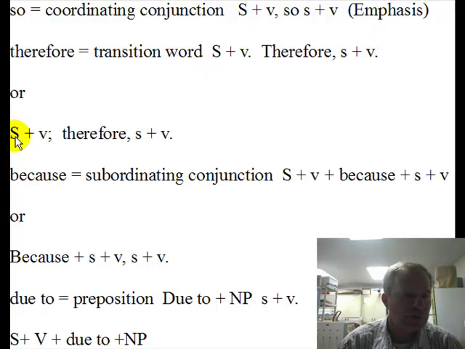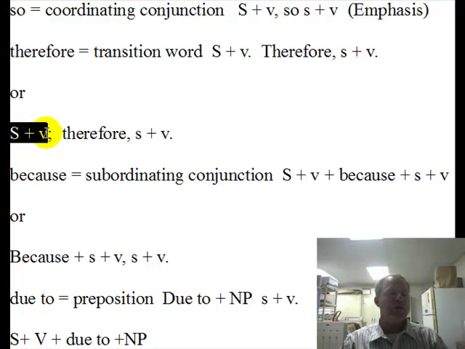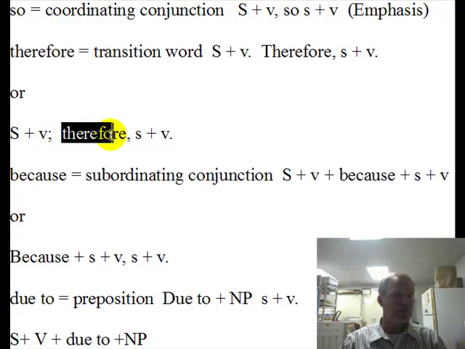Now, it's also possible to do it this way. You'll see this quite commonly in writing. You'll have a subject and a verb, the semicolon. Notice not the comma, but the semicolon works better. You'll have therefore, you'll have a comma, and then you have the subject and a verb there.